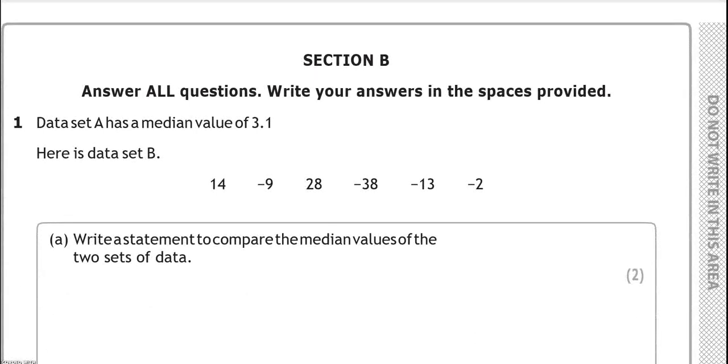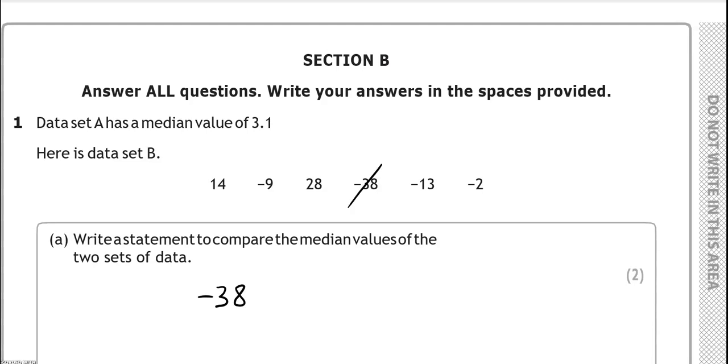Dataset A has a median value of 3.1. Here is dataset B: 14, -9, 28, -38, -13, -2. Write a statement to compare the median values of the two sets of data. So let's find the median of dataset B. I'm going to start with the smallest value, which is -38.